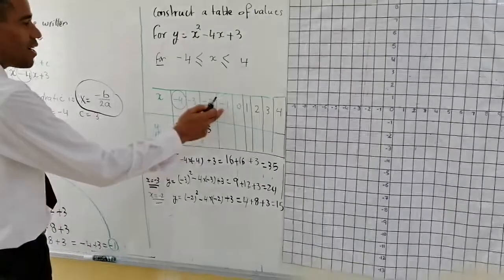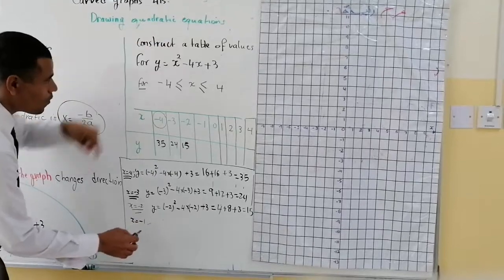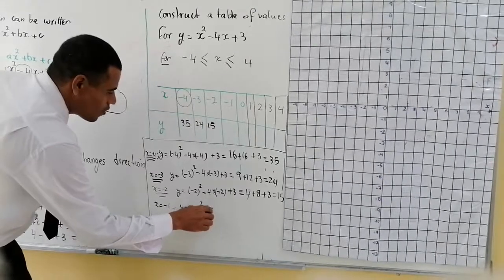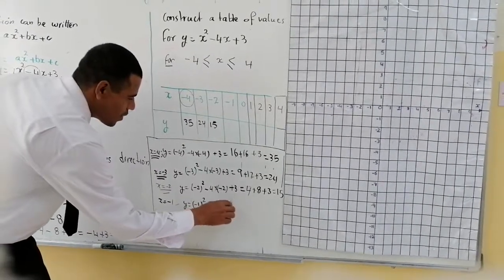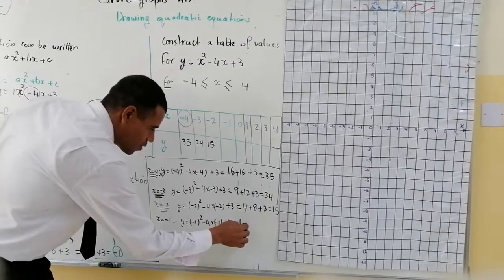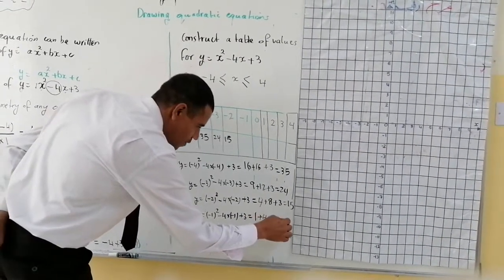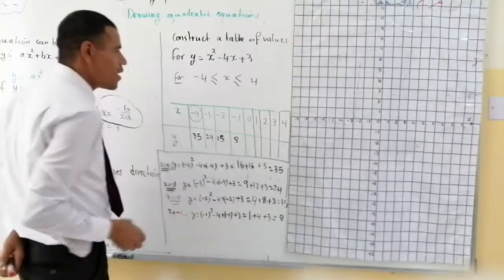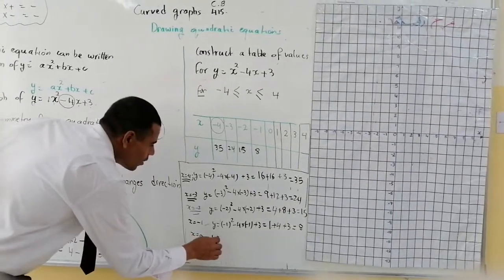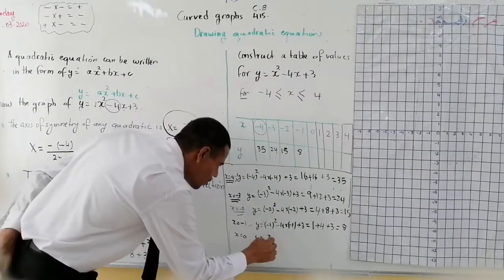Okay. Then, when x equals negative 1, I will write the value of y: y equals negative 1 squared minus 4 multiplied by negative 1 plus 3. Negative 1 squared is 1. Minus 4 multiplied by minus 1 is 4, plus 3. So 1 plus 4 is 5, plus 3 gives 8. I will just write here 8. Then, when x equals 0, y equals 0 squared minus 4 multiplied by 0 plus 3, so it will be equal to 3.